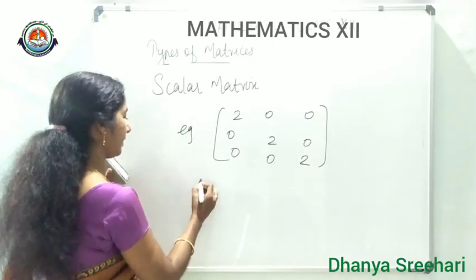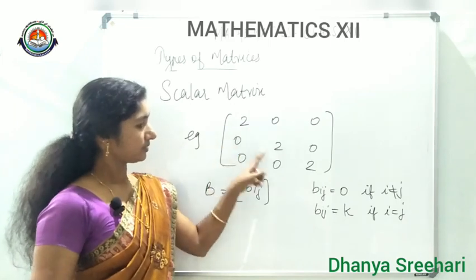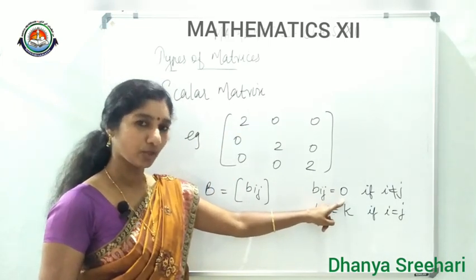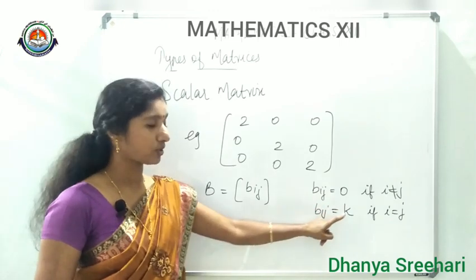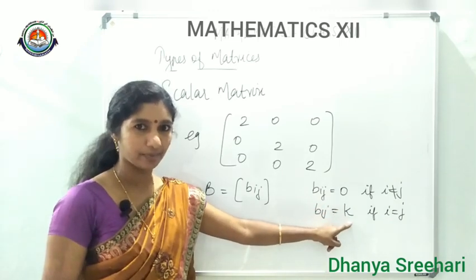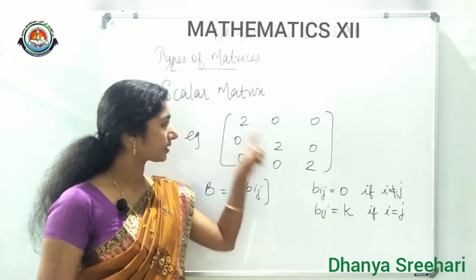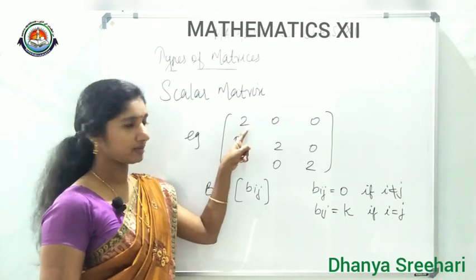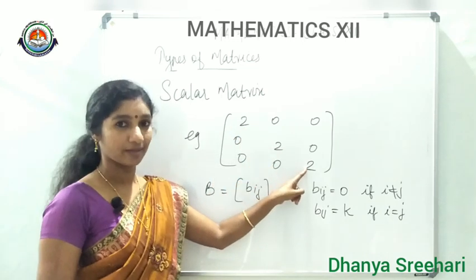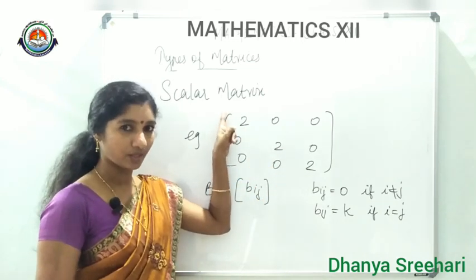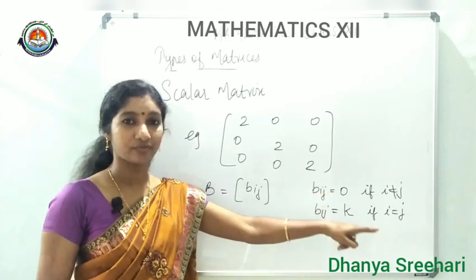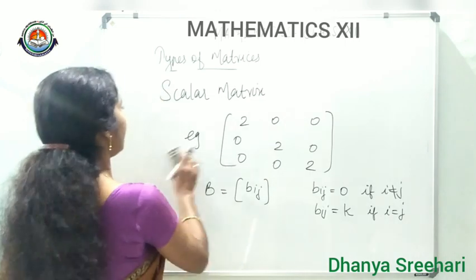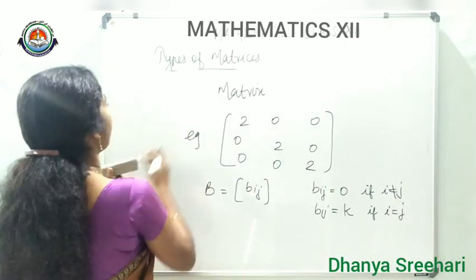Or we can write matrix Bij: Bij is equal to 0 when i not equal to j, and Bij equal to k when i equal to j, where k can be any constant number. Here k is 2. The diagonal elements will come like this: A11, A22, A33, A44, A55, etc. Clear? Then the next one is identity matrix.